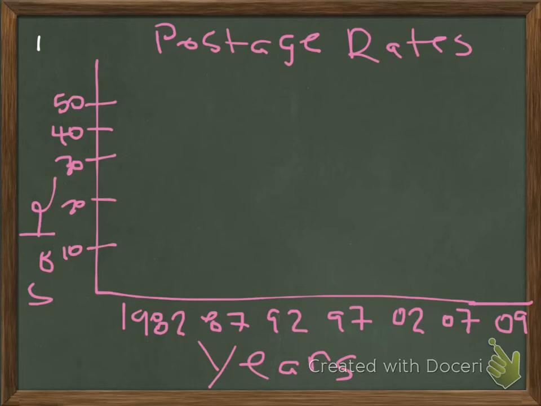So 1982, 20, right here, 1987, 22. It's not very far up. 1992 is 29. Again, not much farther up from that. And then 32, again, we're not going up very far each time, so don't go too far on your graph. And then 37, 2007, and 2009.